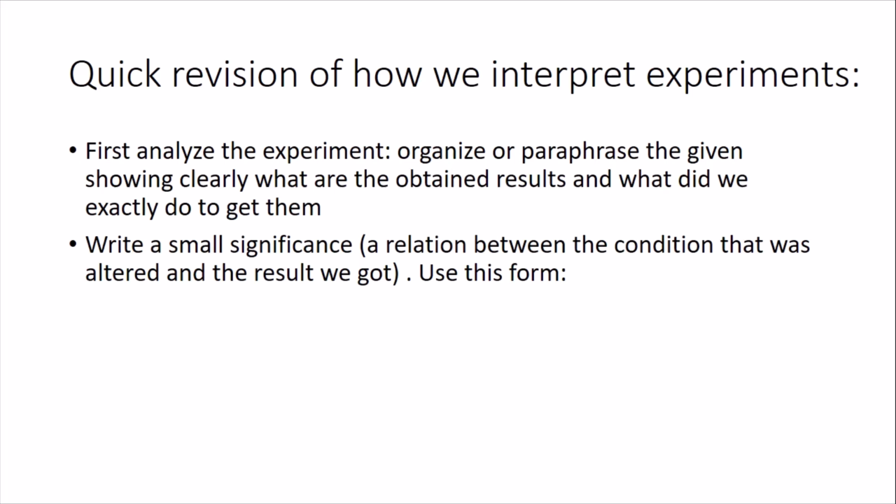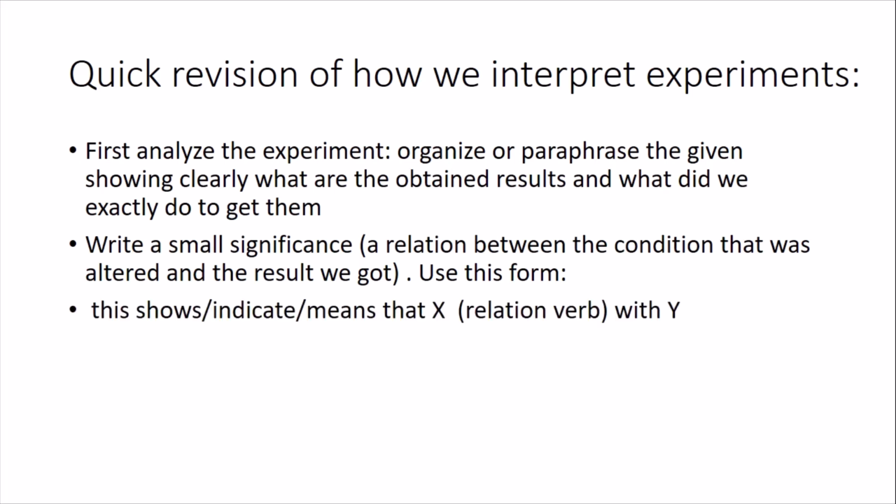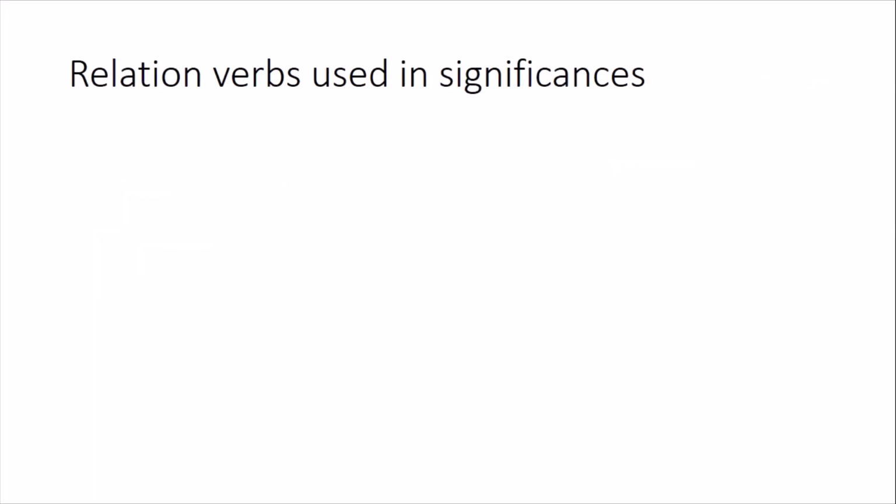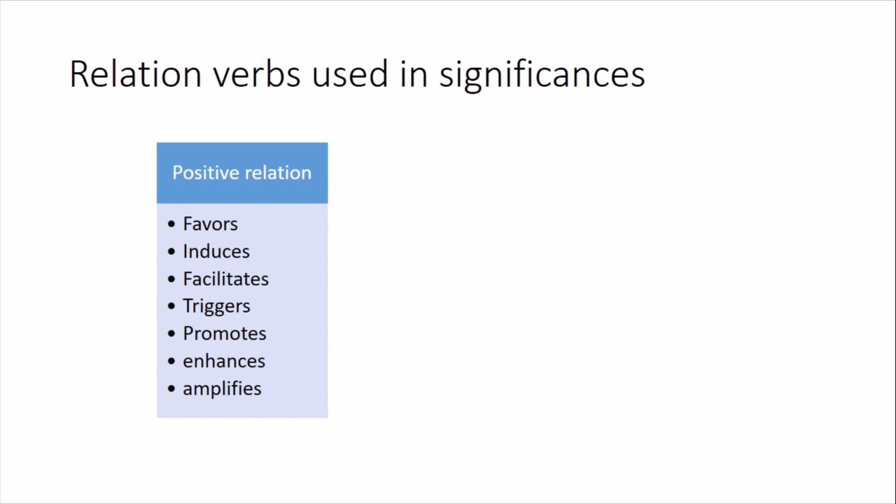So you did this, and this was the result. We use the following form in the significance. We say this shows or indicates or means that x, whatever x is, does something to y. There's a relation in between. The relation verbs usually used in significances are the following. If we have a positive relation, meaning that what I did activated or increased the result, we use one of these words: favors, induces, facilitates, triggers, promotes, enhances, amplifies. As you get more familiar with these words, you'll know which one is more suitable to use.